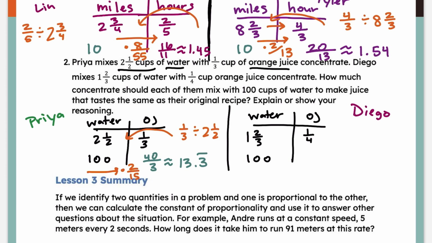Continuing on with Diego, I don't know how to go forward, so I'm going to work backwards and divide, and I'm typing into my calculator 1/4 divided by 1 2/3. And that gives me a constant of proportionality of 3/20. So I will be multiplying 100 by 3/20, and I get 15.